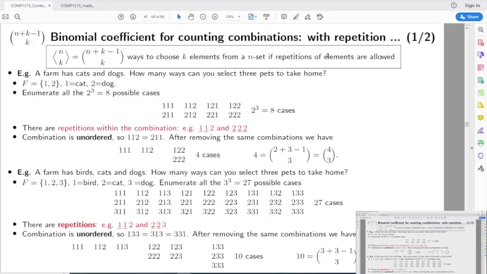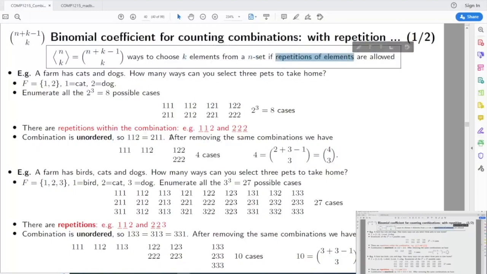Now, what if we have repetition, new stuff? Let me introduce to you this bracket. This bracket is defined as this. What's the explanation of this equal sign? There's no explanation. This is a definition. Please remember this, okay? Now, what the heck is this? This is the number of ways to choose K elements in an n set, but repetition is allowed.